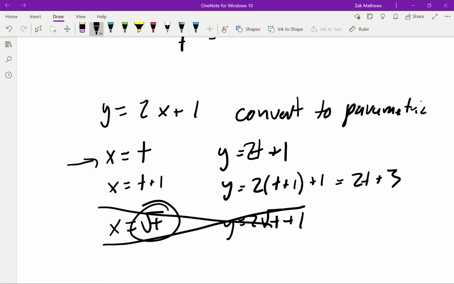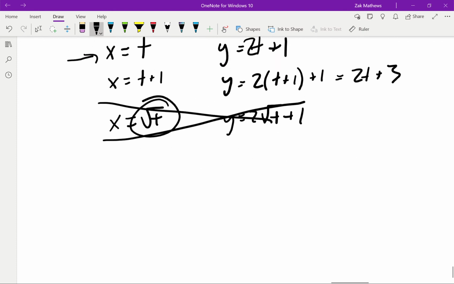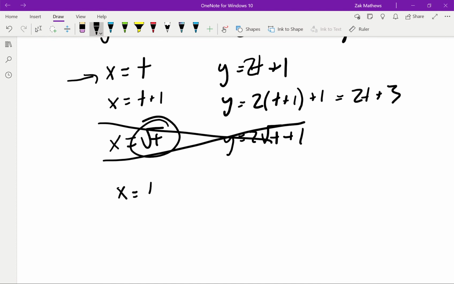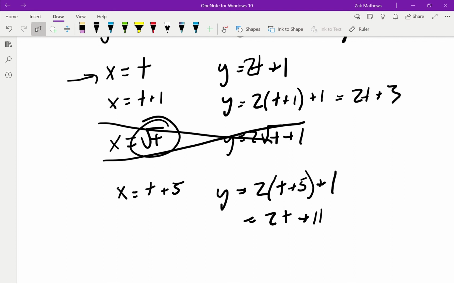There will also be times that there are built-in restrictions, and so this will be a little bit different, right? For whatever reason, we want our x to start at t + 5, whatever the reason is. And so we just plug that in, (t + 5) times 2 plus 1, and we get 2t + 11, right? We get an x and y.